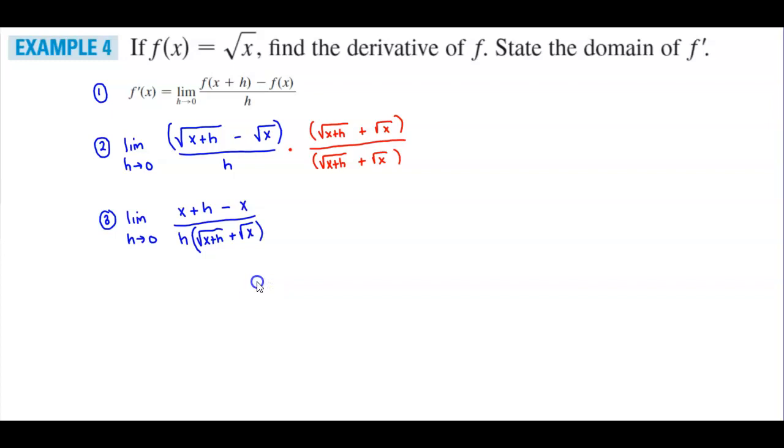Okay, so now what we can do next is simplify the x minus x, which is 0. And so what's left? Well, we can see that we have an h divided by h, so that leaves us with 1 in the numerator. So we have 1 over the square root of x plus h plus the square root of x.